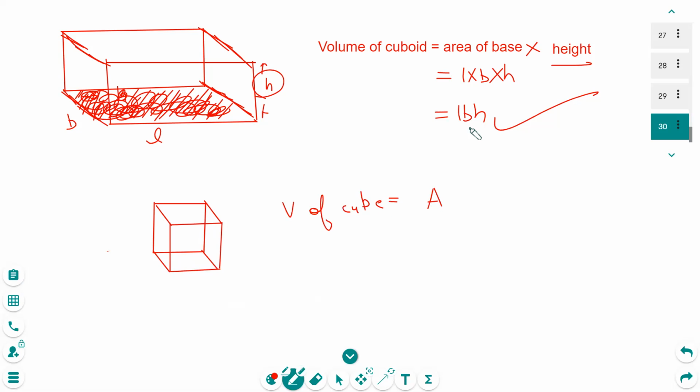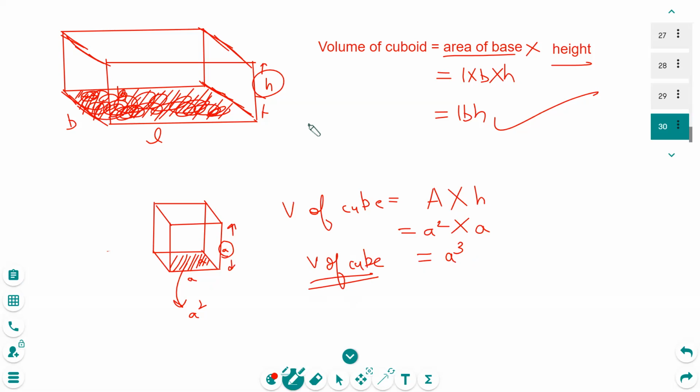Again, we will apply the same thing: area of base times height. Now, if you remember, the cube is made up of squares, so all the sides are the same, everything is equal. What is the area of base here? Sir, A square. A square, because it is a square, side square. And height is also A. So my formula is A cube. See, we didn't mug it up. Is that okay? Yes or no?